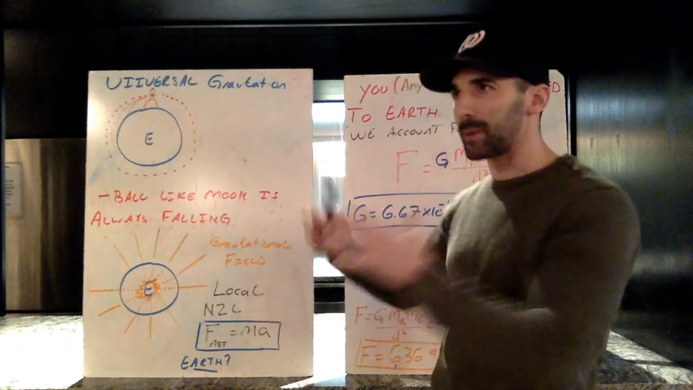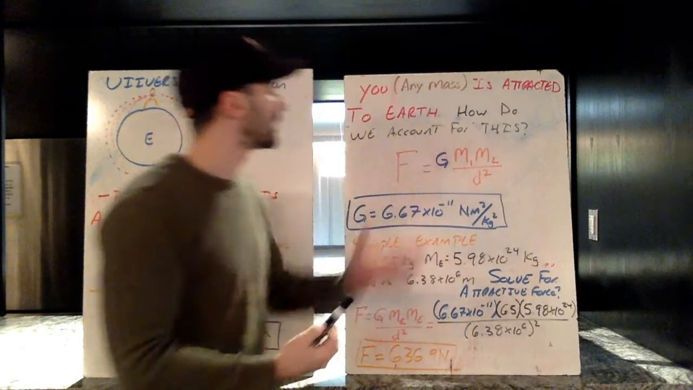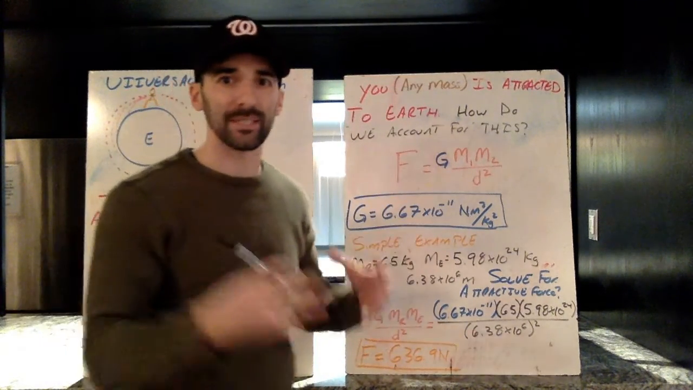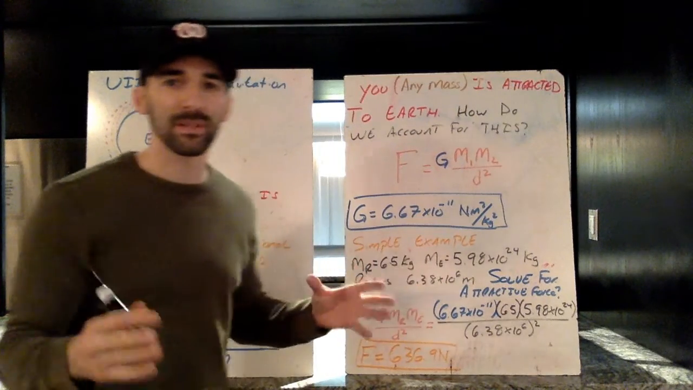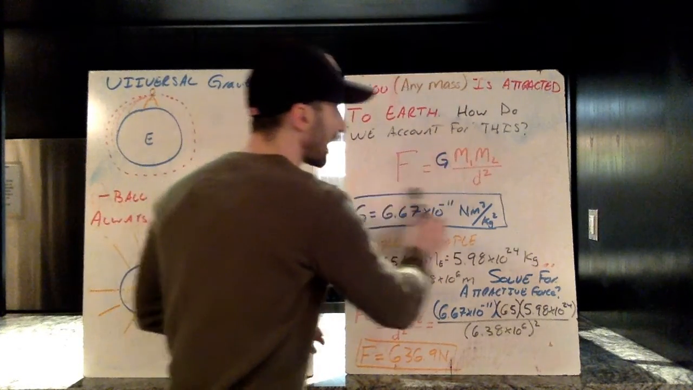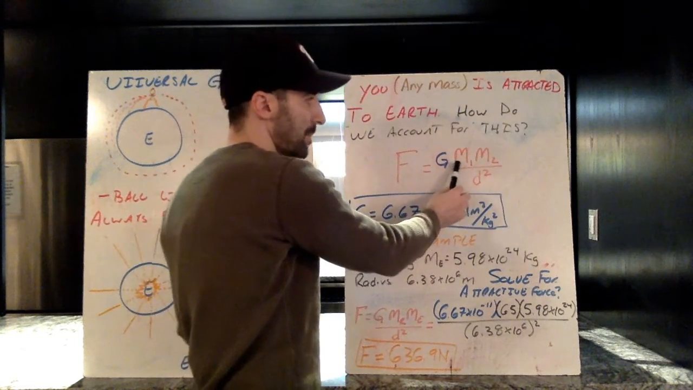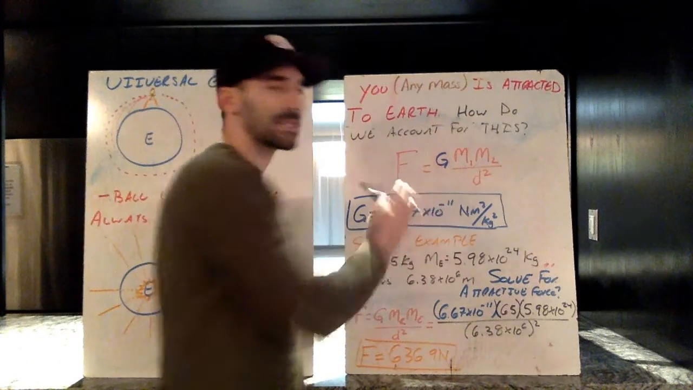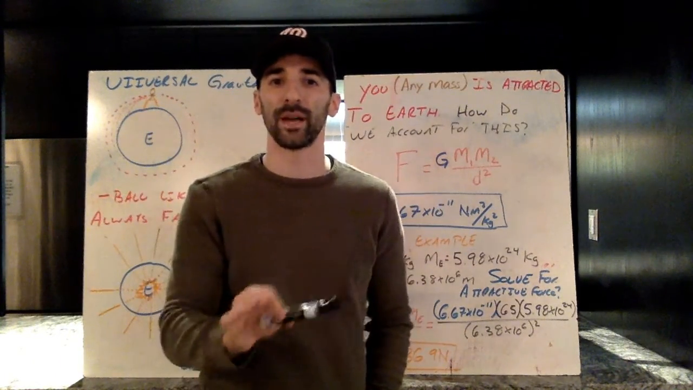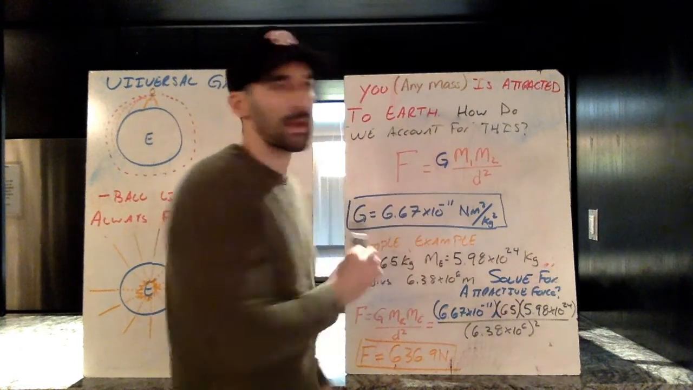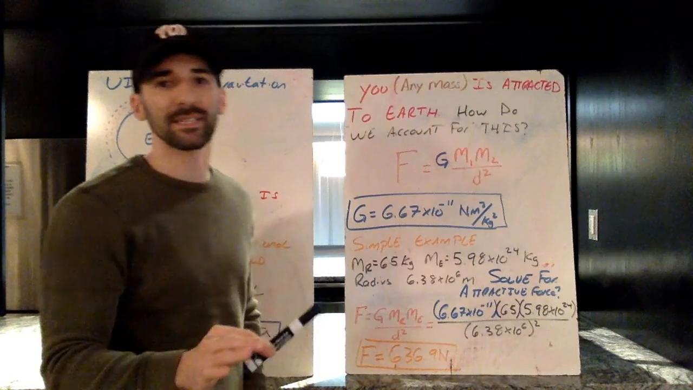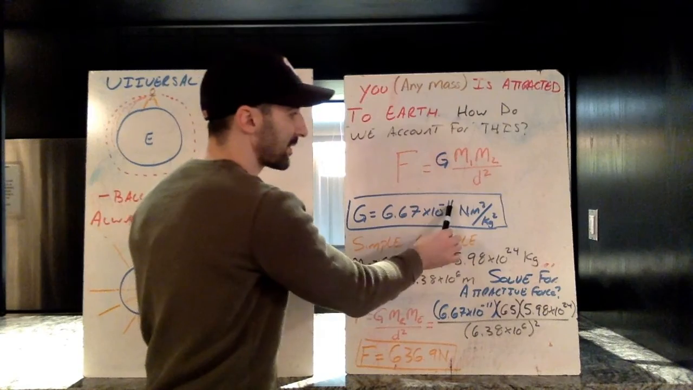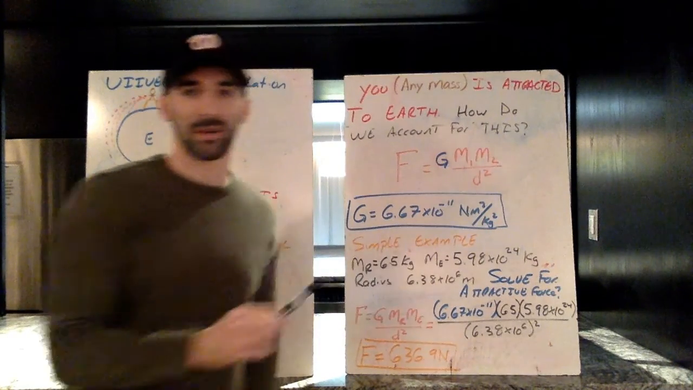To take a bigger step and talk about what Newton was really doing, Newton said that you or any mass is attracted to the surface of the Earth with this equation: capital G, mass 1, mass 2, divided by d squared. Capital G is a constant, and during Newton's time he didn't know that constant. It was figured out by Henry Cavendish, but Newton knew it existed, and it's a very small number. G is 6.67 times 10 to the negative 11th newton meters squared per kilogram squared.